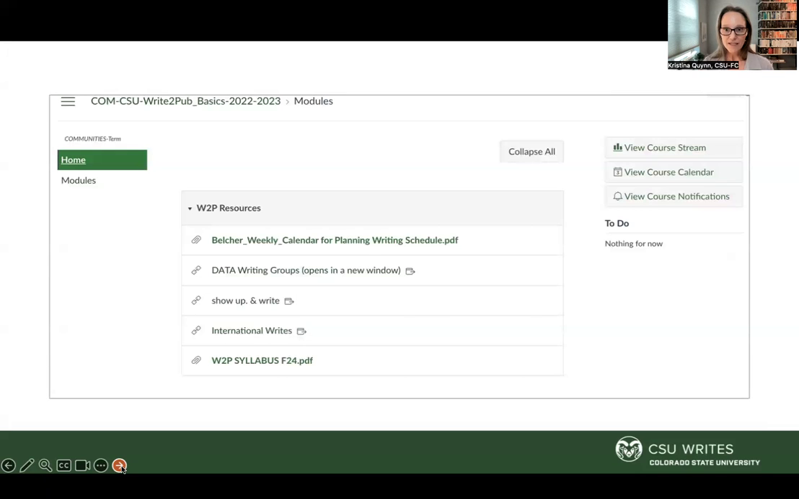I mentioned the Canvas site. So if you go to Canvas, this is what it looks like. I think you have to click on the little arrow and drop everything down. It looks like maybe I haven't already posted last week's recording, so I'll go ahead and do that. But there's information on all the things that I just mentioned with Show Up and Write, for example, the syllabus.